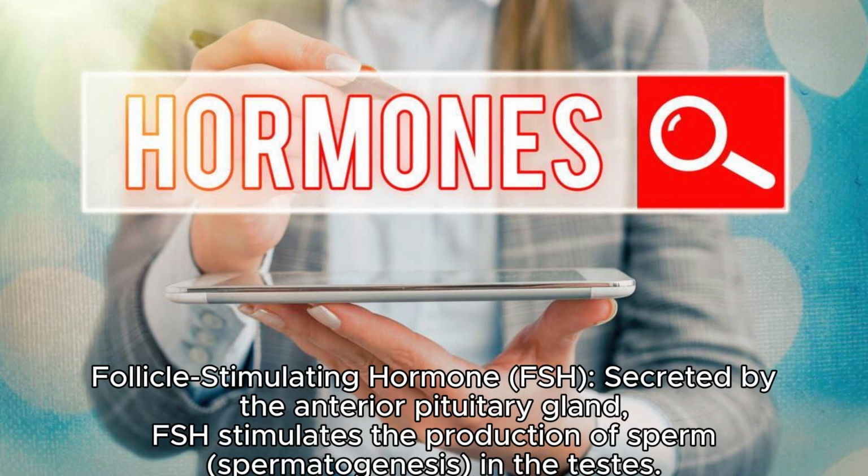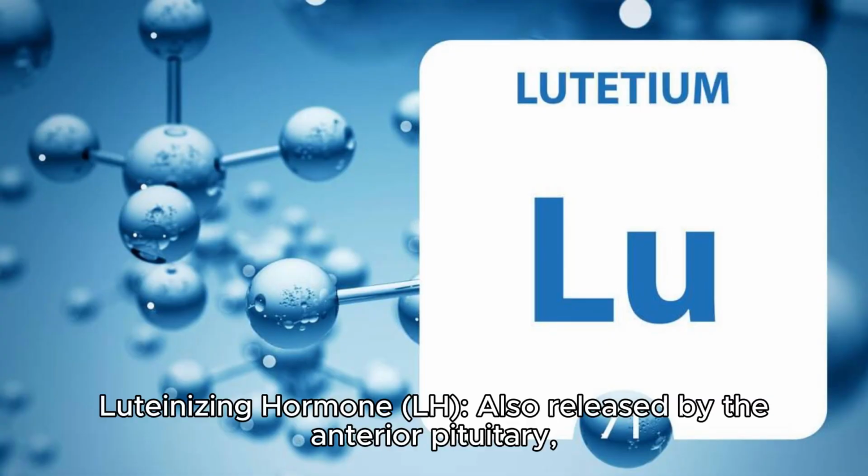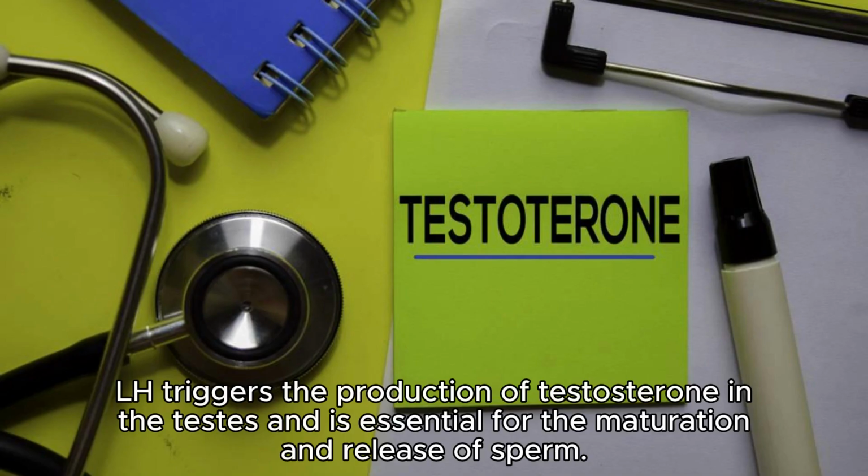Follicle-stimulating hormone, FSH, secreted by the anterior pituitary gland. FSH stimulates spermatogenesis in the testes. Luteinizing hormone, LH, also released by the anterior pituitary. LH triggers the production of testosterone in the testes and is essential for the maturation and release of sperm.